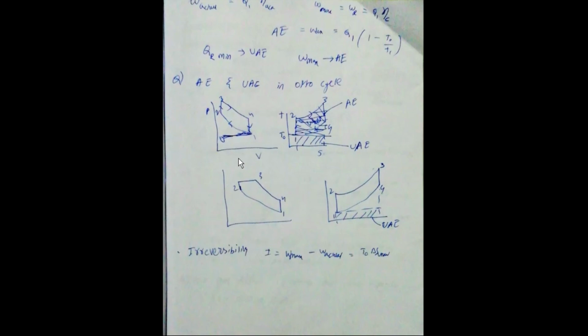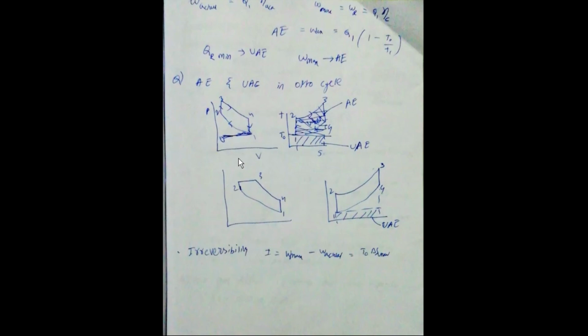Available energy and unavailable energy in the Otto cycle. First draw the Otto cycle PV and TS diagrams. Here T0 is the lowest temperature because it is suction. T0 into dS is the unavailable energy. Everything above that is available energy. W net is only this area, but everything above combined is called available energy.